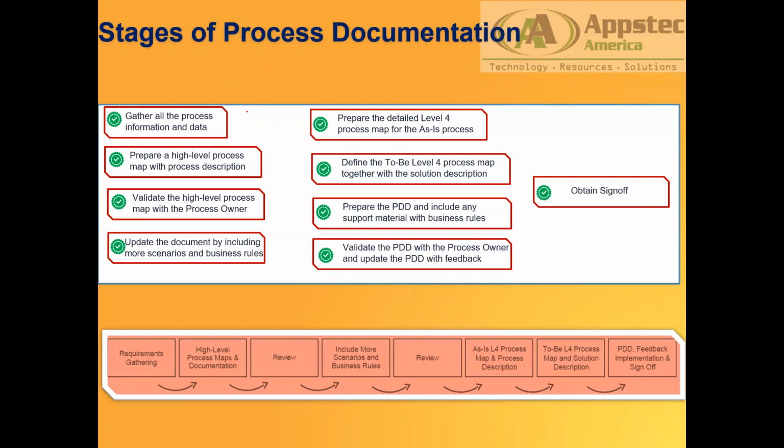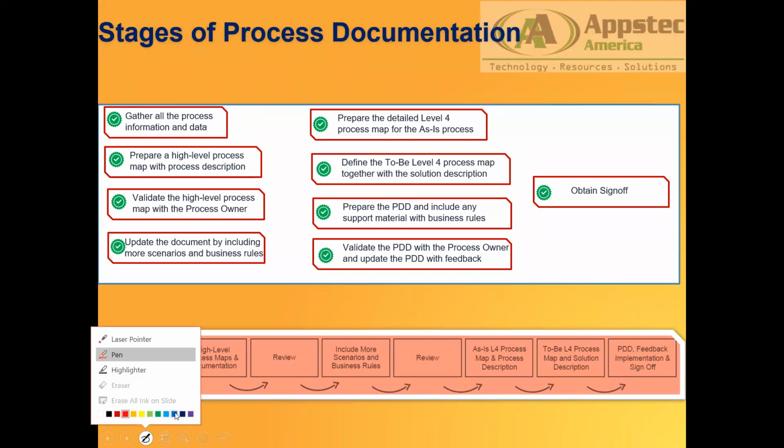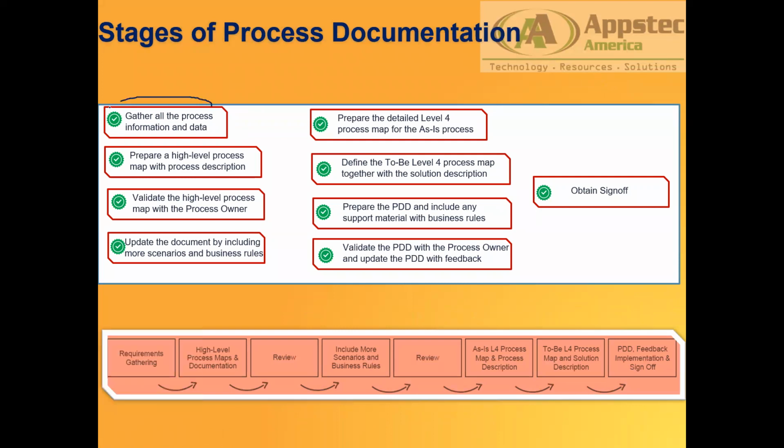Correct. Now when we do a detailed process documentation, what we need to understand is that these are the ones which are effectively going to be used for my solution design. So we know that we are going to deal with all the requirements analysis, gathering all the process data and information. We're going to create a process high level map with the process description in it. We're going to validate the process high level map with the process owner.